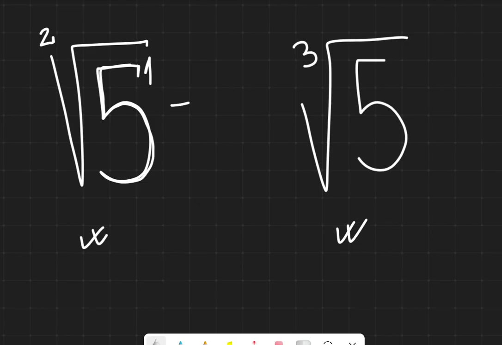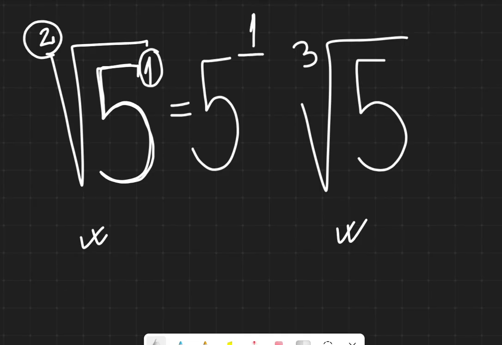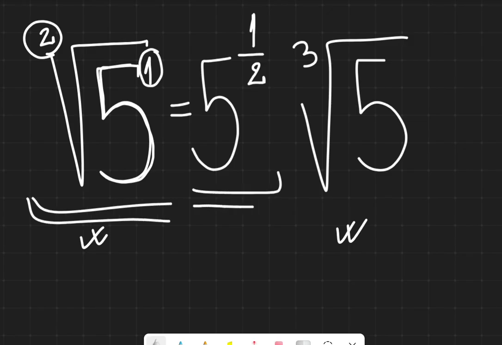Now, the rational exponent rule says we copy the base, we have a fraction, and then the exponent of number 5 goes up. So it's 1. The root, the radical, goes down. So the 2 goes down. So instead of square root of 5, we can actually write 5 to the power of 1 over 2.